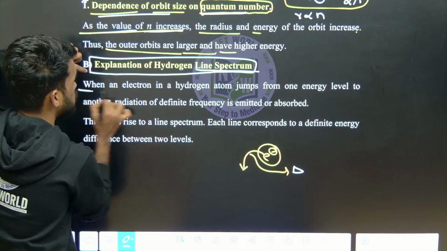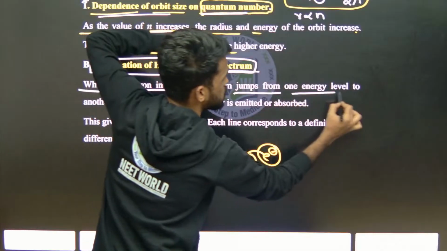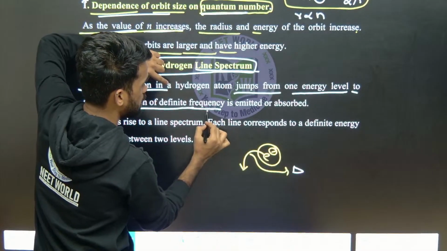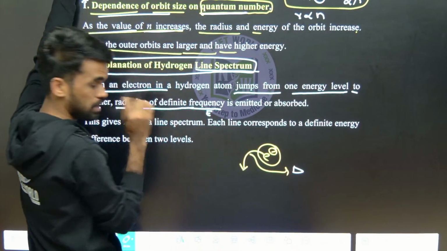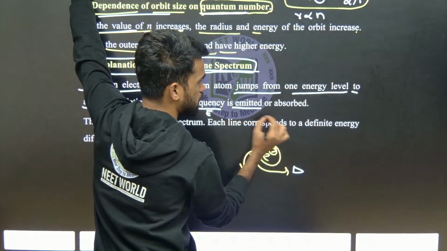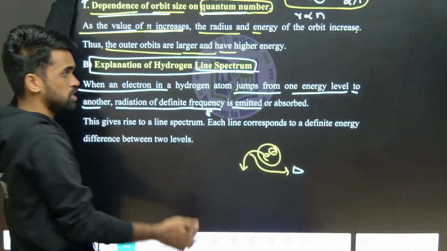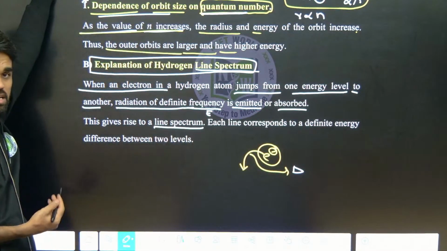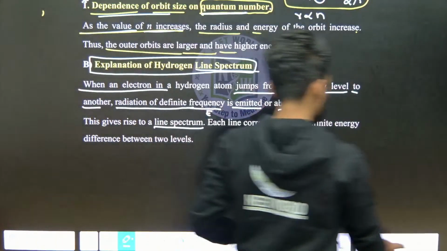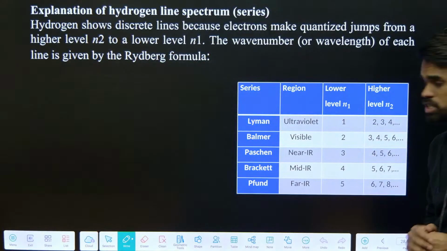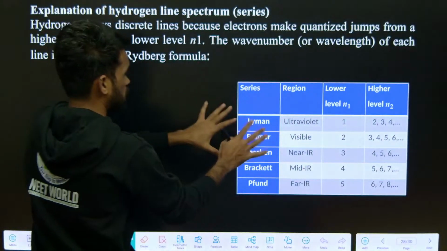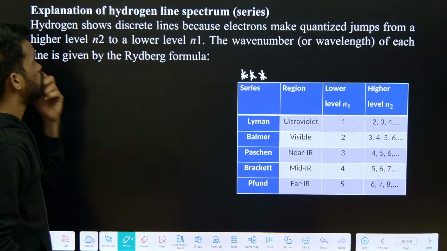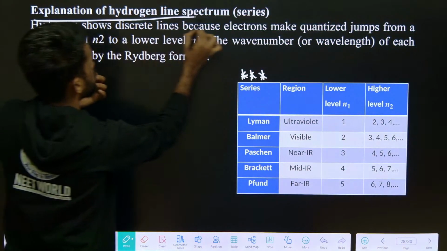When an electron in a hydrogen atom jumps from one energy level to another, radiation of definite frequency, or radiation of some energy, is seen. That is called emitted energy, and if it is absorbing the energy, then it is absorbed energy. This gives rise to the line spectrum. So in the case of the hydrogen atom, we can have this particular table, very important: the hydrogen atomic spectrum. This is the explanation for the hydrogen line spectrum.